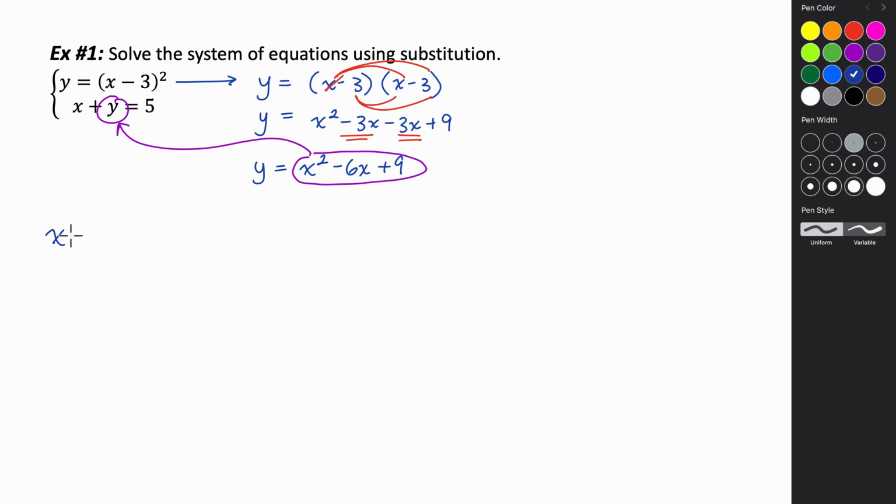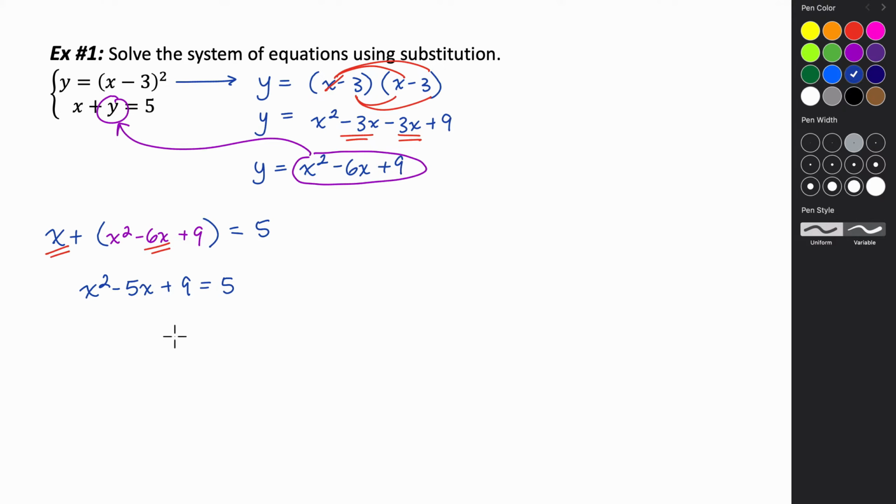So we have x plus what was y, we're going to replace it with all of that quantity, equals 5. So that quantity is x squared minus 6x plus 9. And this quantity is really being multiplied by like a 1 here. And multiplying this by 1 does not change its value in any way. So really we can just kind of combine like terms. So we have this x that can combine with our negative 6x. So this is like 1 minus 6, so giving us negative 5. So we have x squared minus 5x plus 9 equals 5.